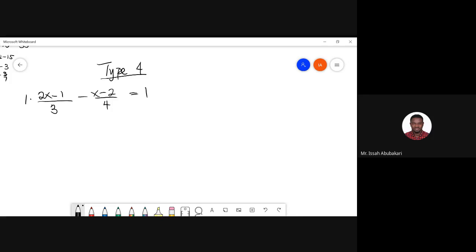It's a system of linear equations because we have only one variable, which is x, and the exponent of the variable is what? 1. So therefore, it is a system of linear equations with one variable, or with one unknown.